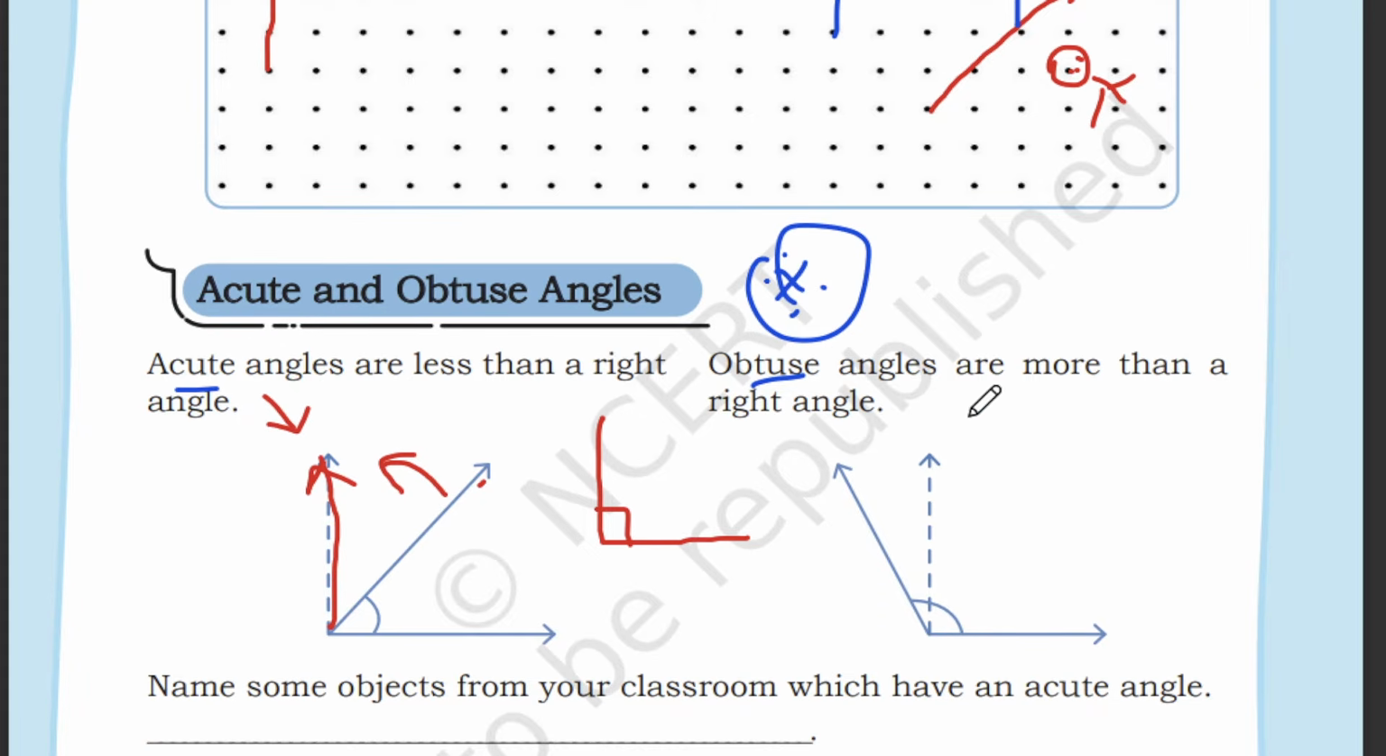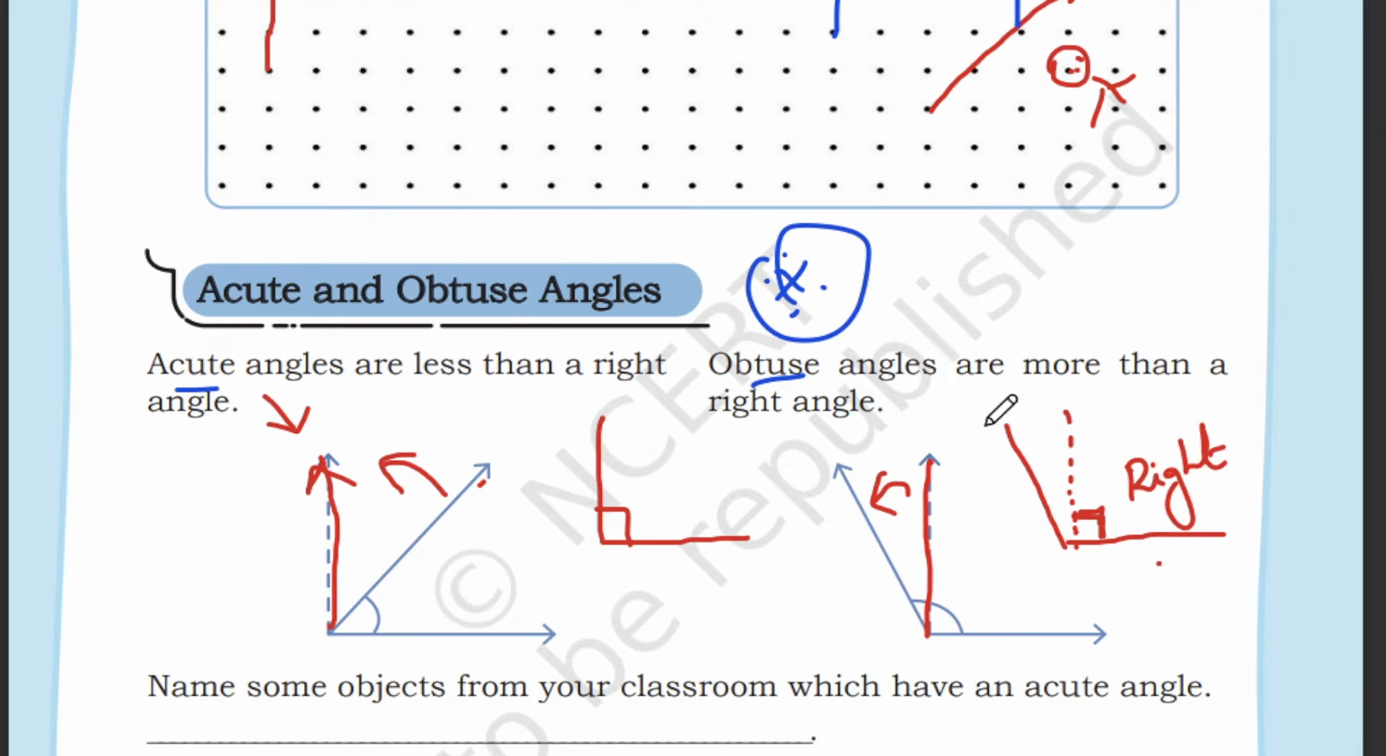So obtuse angles are more than a right angle. So here we have a right angle. So this is more than a right angle. So the angle goes more. So it is called an obtuse angle. So I will show you a few examples. So this one. So the straight line. Here we have 90 degrees. We will see later how we are getting those degrees. But this is a straight line, a sleeping line and a straight line joined together. You will get a right angle.